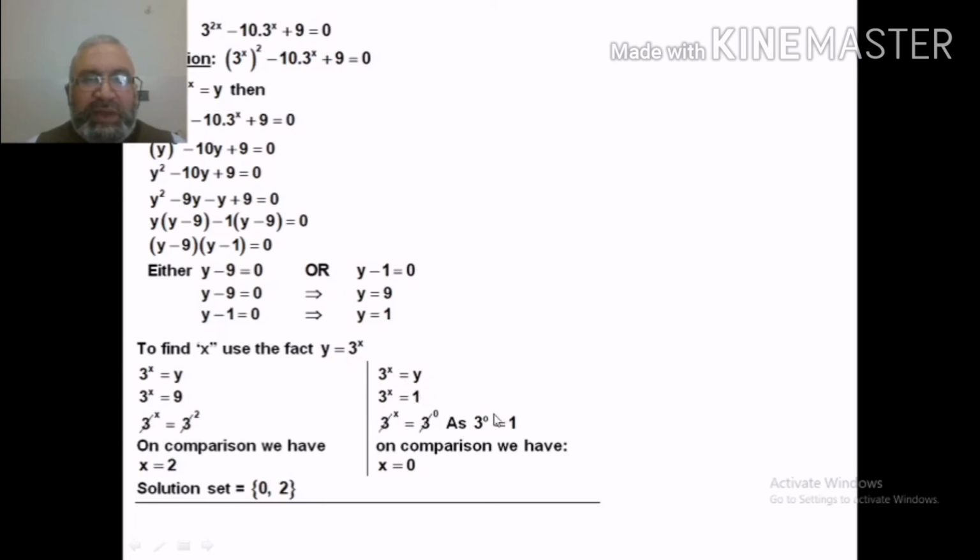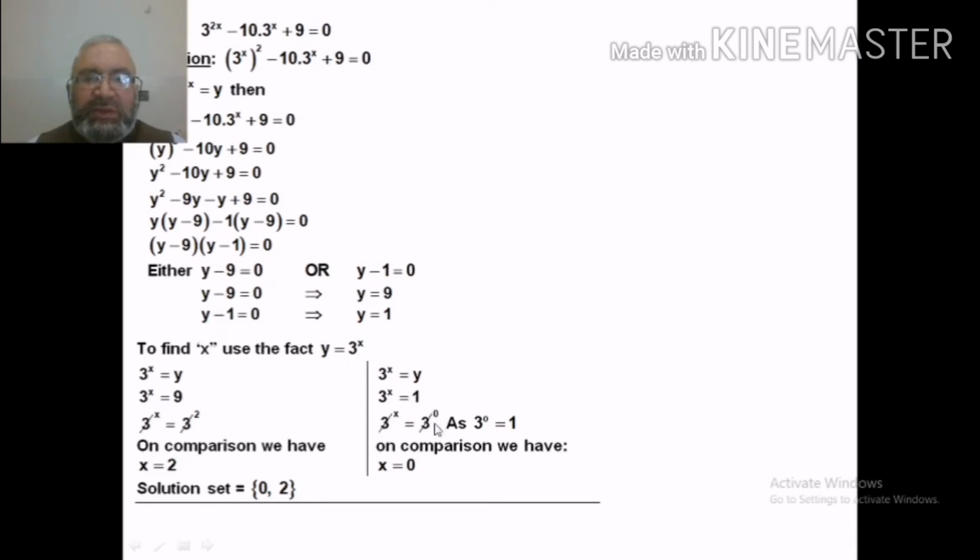So 1 we can write, because every positive number power 0 is equal to 1. That is equal to 1. So instead of writing 1, we transform this into 3 power 0, which again is equal to 1. So by substituting 1, we write this as 3 power 0.